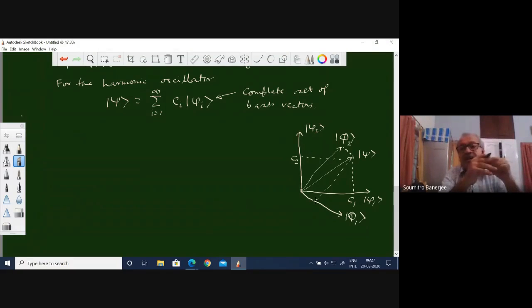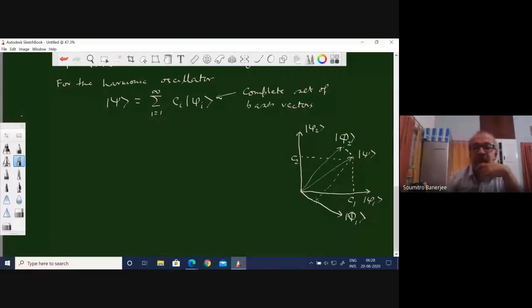Now, depending on the coordinate system you choose, the basis you choose, you can extract each of this information. If you choose the energy basis, you extract the information about the probability of finding particular energy values. If you choose the basis of position, you extract the information about the probability of finding definite position values, and so on and so forth. So this choice of basis is a very important thing in quantum mechanics.